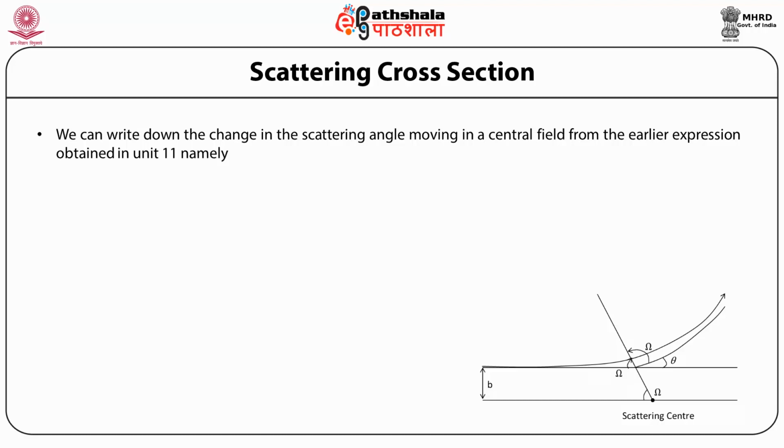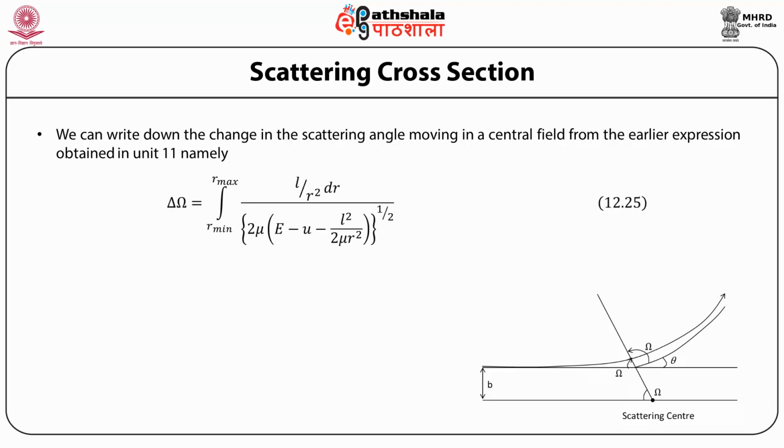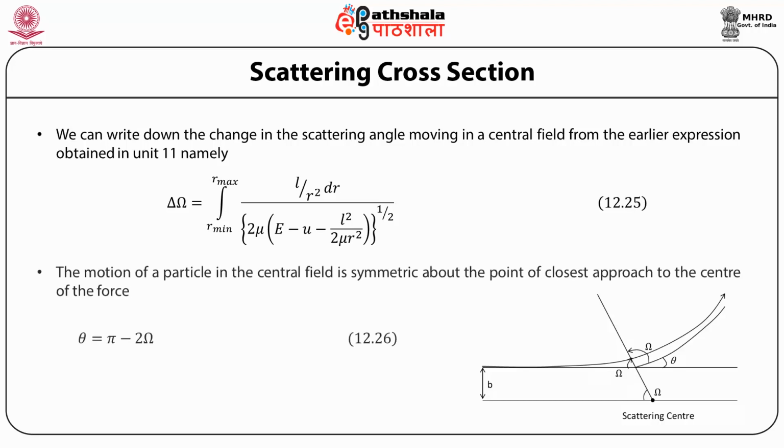So this change of angle, if we represent it by delta omega, when the particle moves from a position r minimum to r max, then delta omega is equal to the integral from r min to r max of L by r square divided by under root of 2 mu E minus U minus L square divided by 2 mu r square, to the power half. The motion of a particle in the central field is symmetric about the point of closest approach, as can be seen in the diagram below.